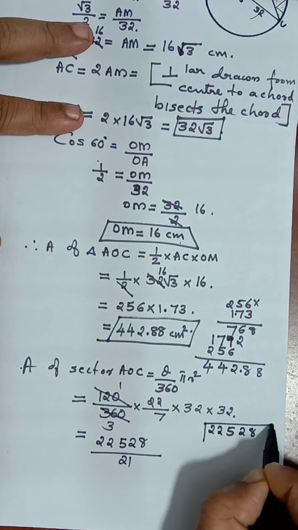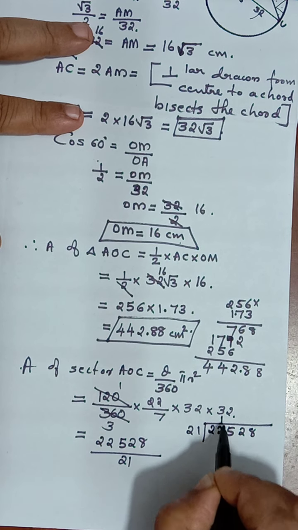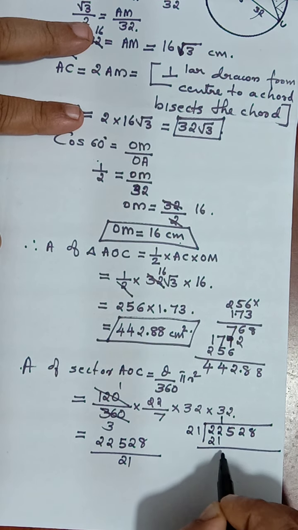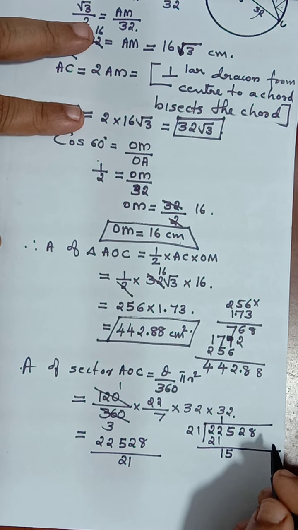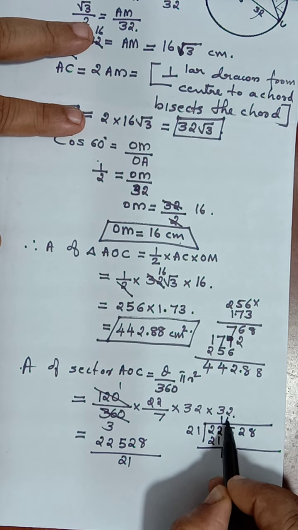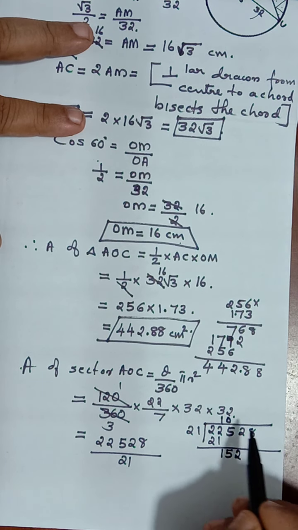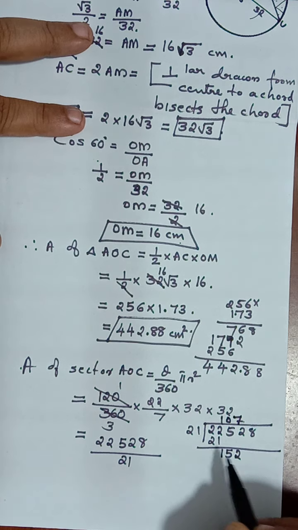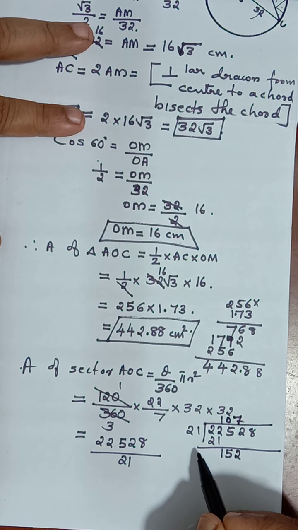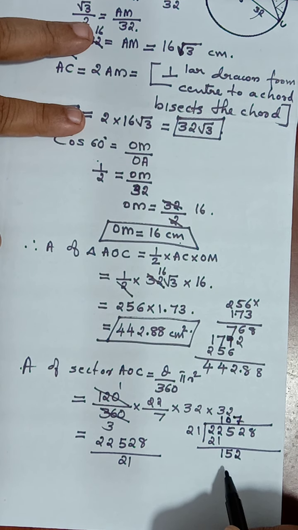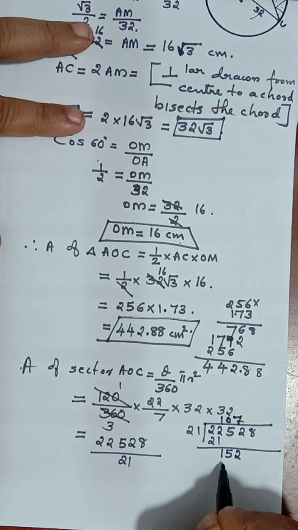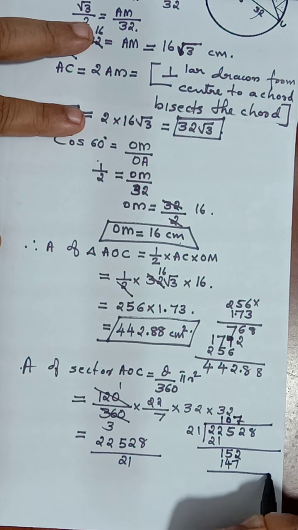22,528 divided by 21. 1 time. Here we are getting 21, left with 1, 15 here we are getting. In 15 it will not go, so give 0. Bring down the next one. So how many times? 7 times. 7 into 21. How much we get? 7 into 21, 147.